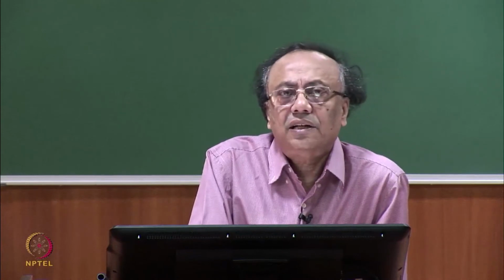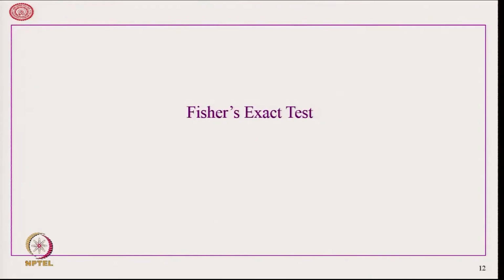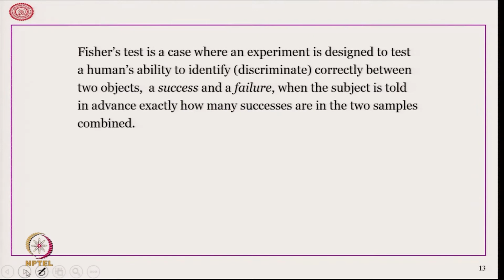As I said earlier, here also we shall use the permutation test, but in a slightly more tricky way, as Fisher's exact test is for comparing two binomial populations. So, what is Fisher's test? It is a case where an experiment is designed to test a human's ability to identify or to discriminate correctly between two objects, a success and a failure, when the subject is told in advance exactly how many successes there are in the two samples combined. Complicated, but you will understand what I mean.